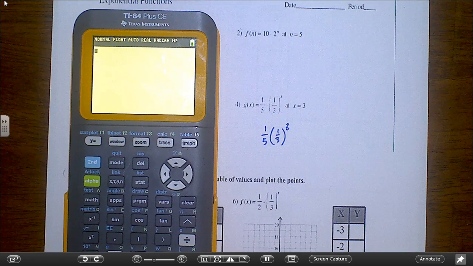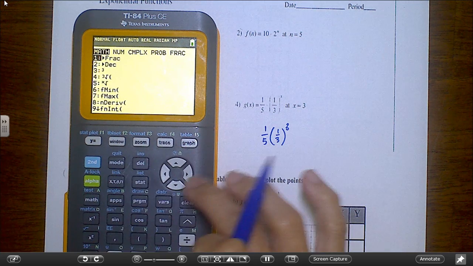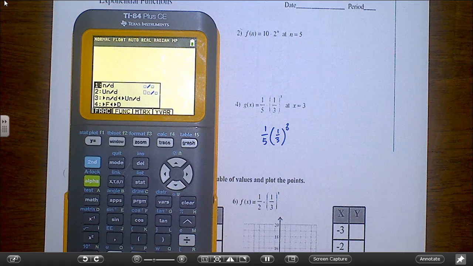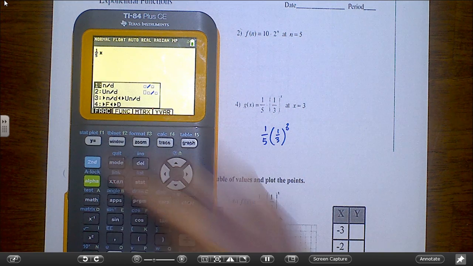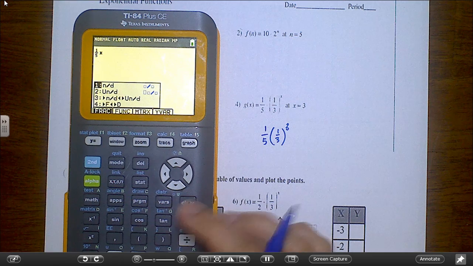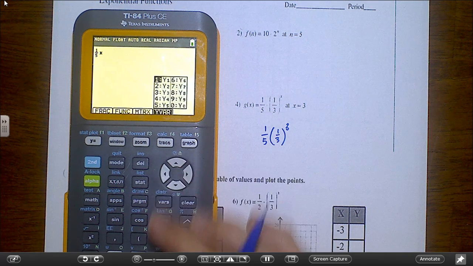So what I would do here is I would go alpha y equals, okay, get a numerator denominator fraction there, so 1/5. And then times, and then get another one. And you can do this in parentheses. I probably would if I were you. So let's actually back out of that real quick.